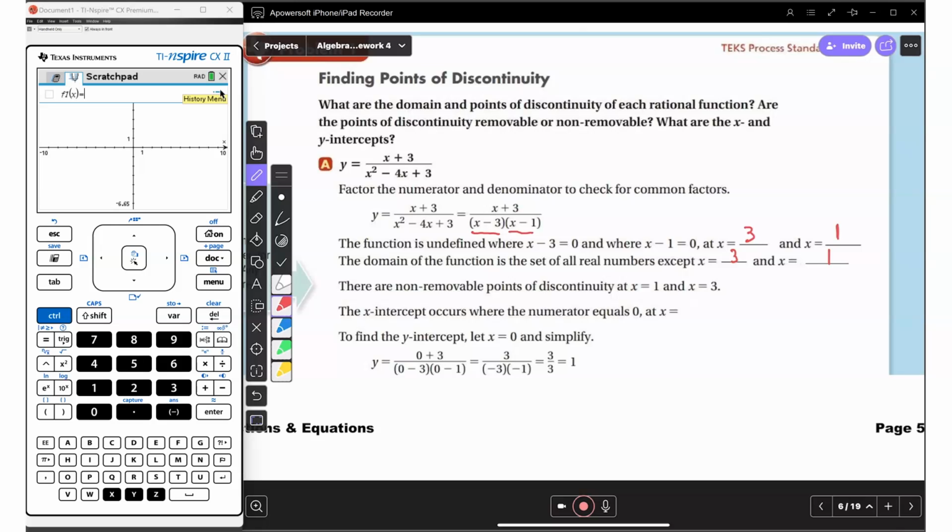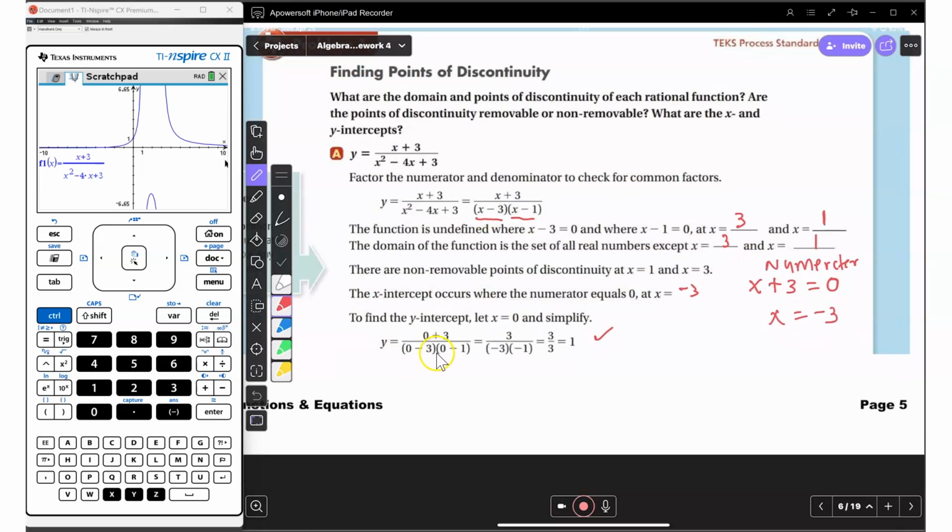The x-intercept occurs when the numerator equals 0. So it's going to be x equals negative 3, because we have x plus 3 equals 0. So x equals negative 3. This is the numerator. The y-intercept is when x equals 0. And you notice we've substituted x for 0, and it comes out to be 1.